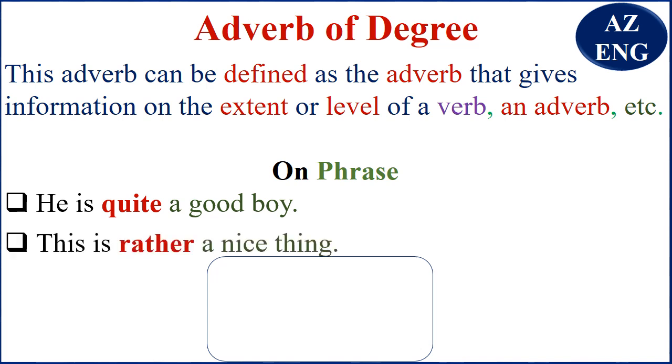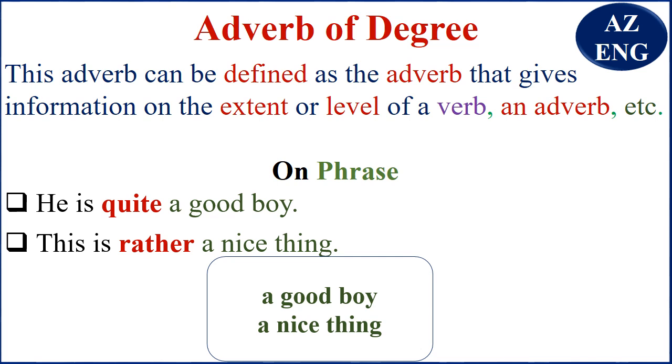Then this is rather a nice thing. Rather is an adverb of degree. A nice thing is a phrase. So we say quite modifies the phrase a good boy, and rather modifies the phrase a nice thing. So you say a good boy is the phrase, and a nice thing too is a phrase. I hope you are not confused.